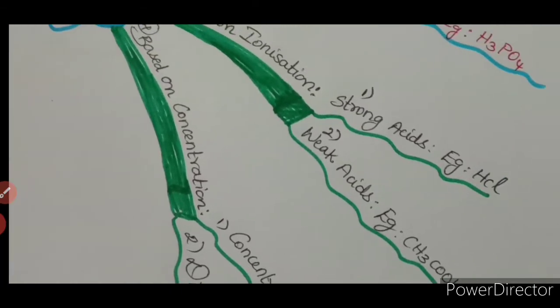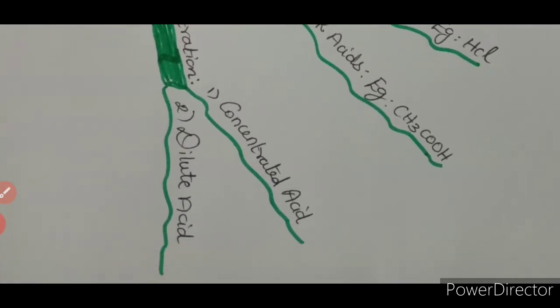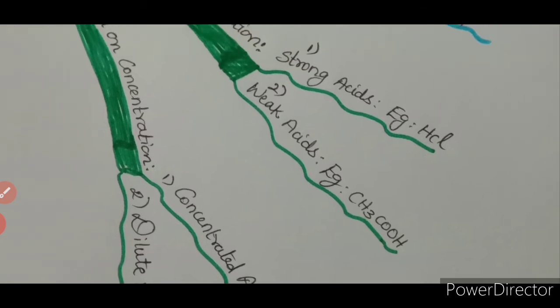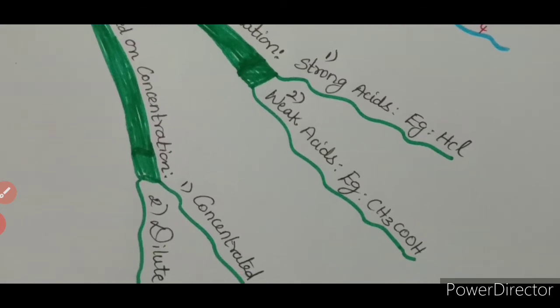Then the fourth classification is based on concentration. Here you have only two types, concentrated acid and dilute acid. Here also it is the same. Okay, concentrated means it has a large amount of acid dissolved in a solvent, whereas dilute has a smaller amount of acid dissolved in solvent. Whereas in strong and weak acids, instead of the word dissolving, you can say ionize. Okay, an acid which ionizes completely in water is called a strong acid, whereas in a weak acid the ionization is partial in water. Is that clear, children?